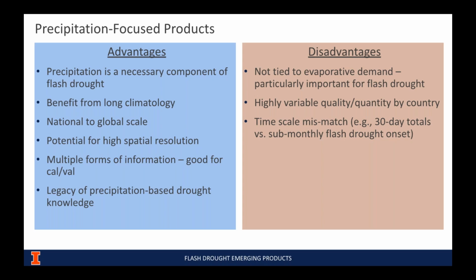And there's a timescale mismatch with precipitation. When we think about a 30-day total or a 60-day or a 6-month total, for example, even if you update that once a day, it's not necessarily going to be highly predictive of when a flash drought occurs. A 30 or 60 or 90-day precipitation deficit is necessary to get flash drought, but it's not necessarily going to be predictive of when that flash drought will occur. So that's going to be really important. Often precipitation alone is not a great monitor of flash drought, but it can be combined in tandem with something else to make a good product.